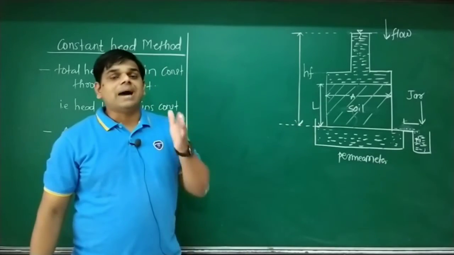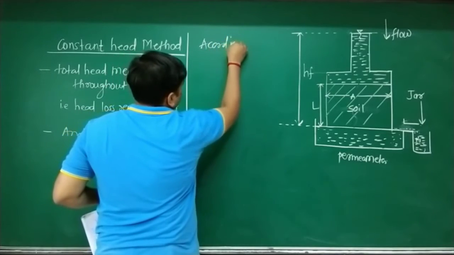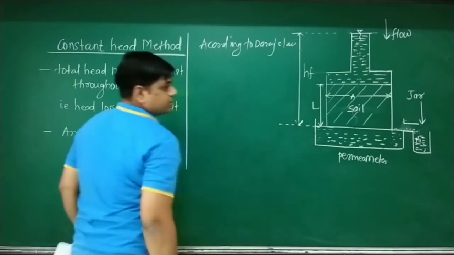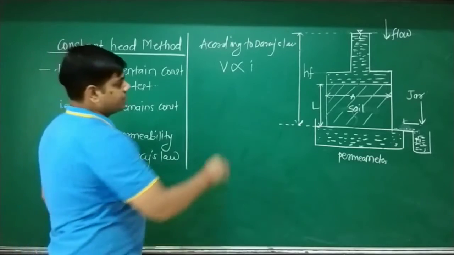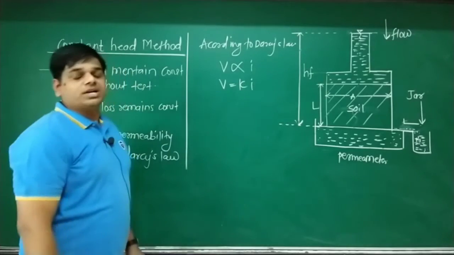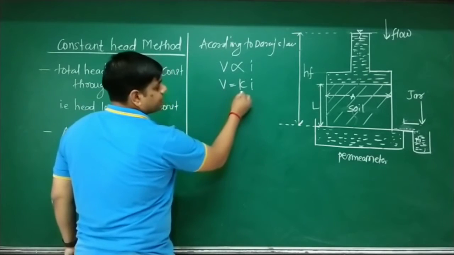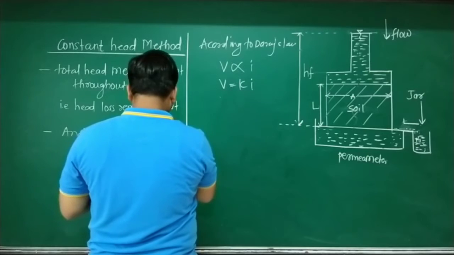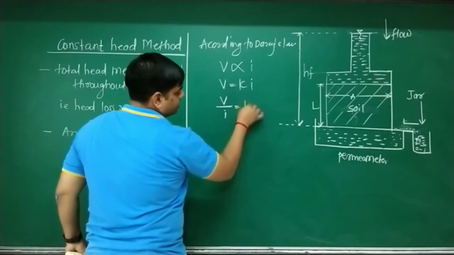Okay, now let's move to the application of Darcy's law. According to Darcy's law, velocity of flow is directly proportional to hydraulic gradient. To remove this proportionality, V equal to K into I, where K is the constant known as coefficient of permeability. I am going to rearrange this: V upon I is equal to K.